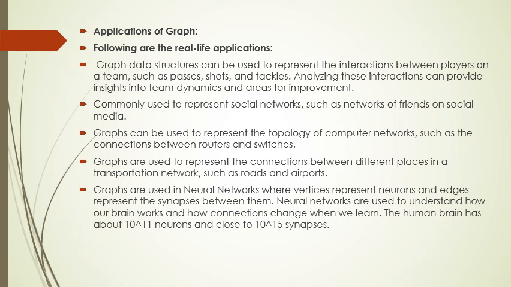Graphs are used in neural networks. Vertices represent neurons and edges represent the synapses between them. Neural networks are used to understand how your brain works and how connections change when we learn. The human brain has about 10^11 neurons and close to 10^15 synapses.